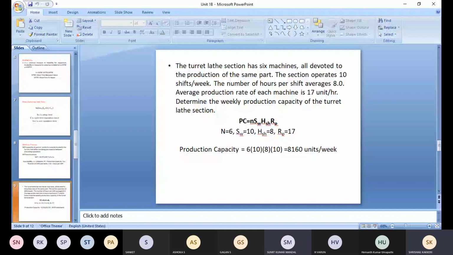Production rate, production capacity, utilization and availability.